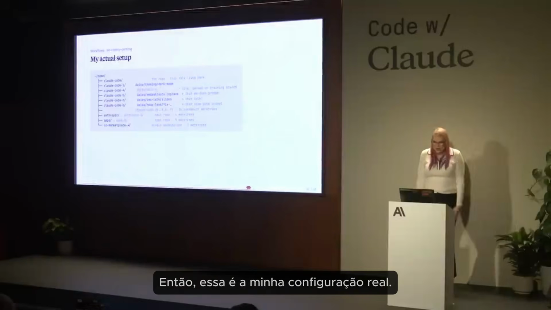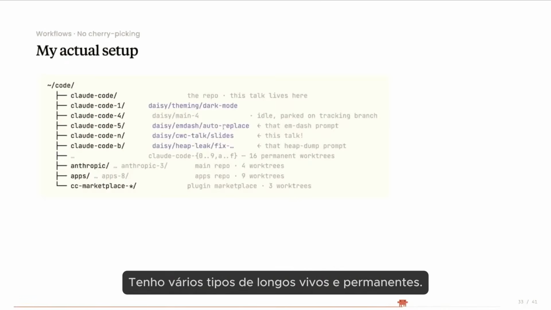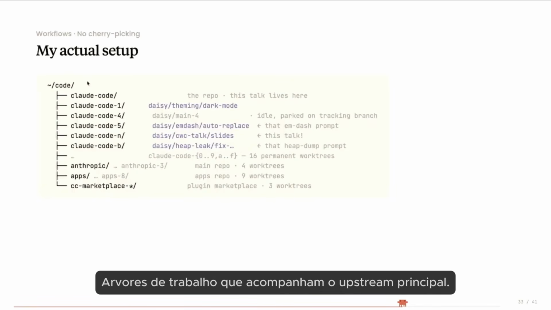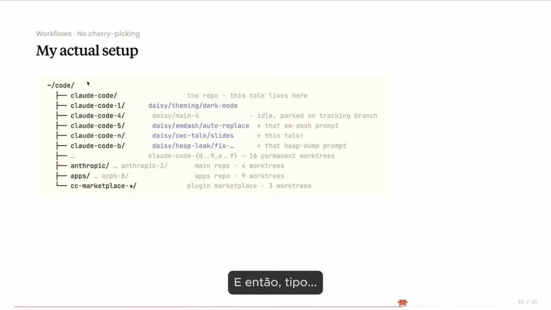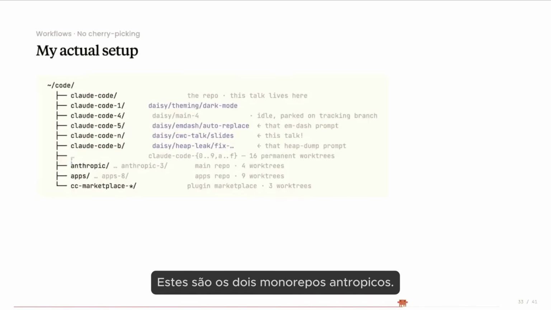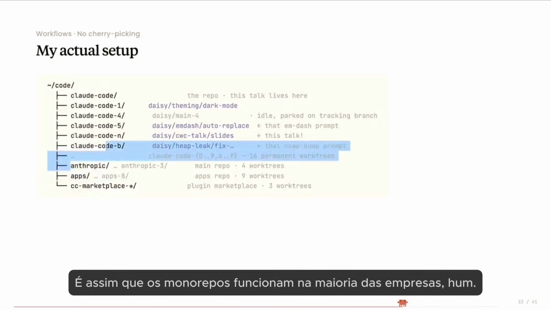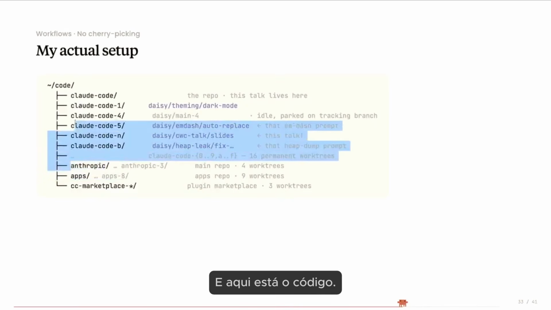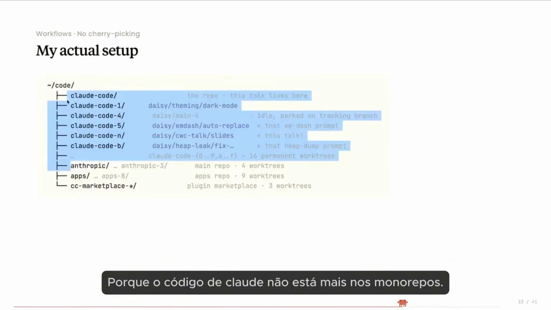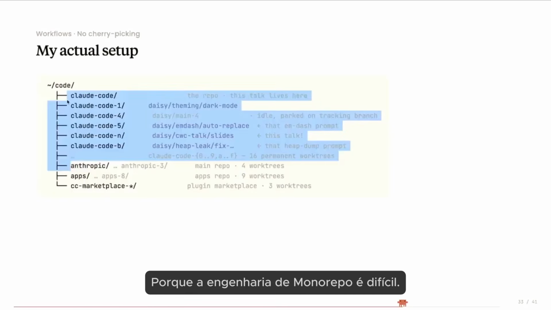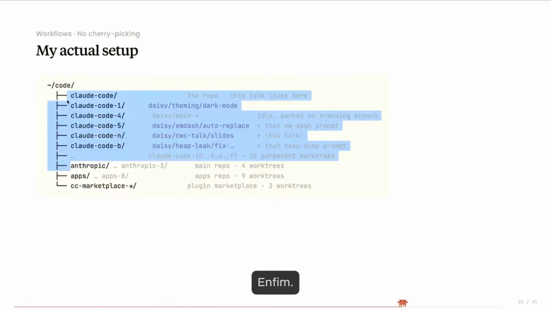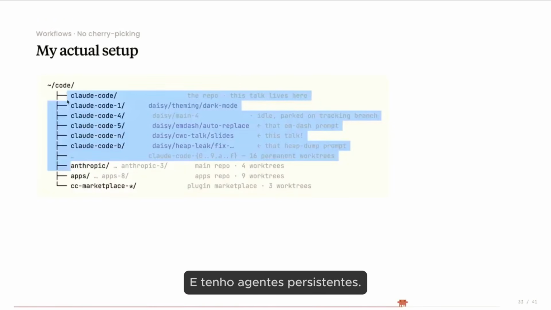So this is what my actual setup looks like. I have a whole bunch of permanent, long-lived work trees that all track upstream main. These are the two Anthropic monorepos, because two monorepos is the way that monorepos work at most companies. And here are the Claude Code repos, because Claude Code is now not in the monorepos, because monorepo engineering is hard. Anyway, I have a whole bunch of checkouts, and I have persistent agents.